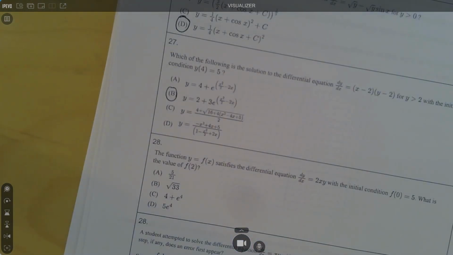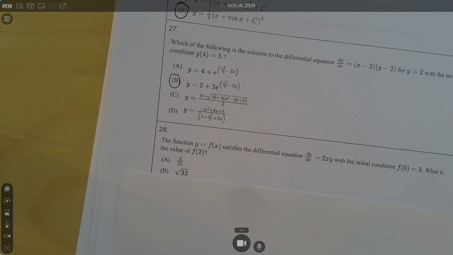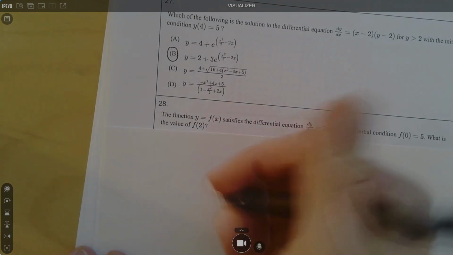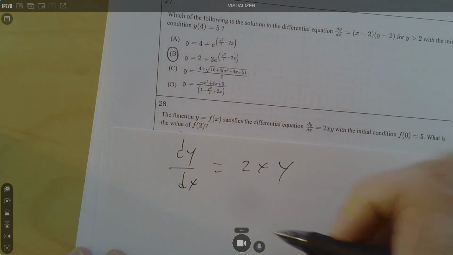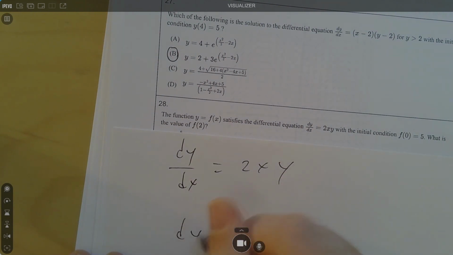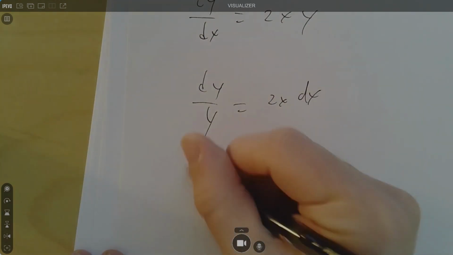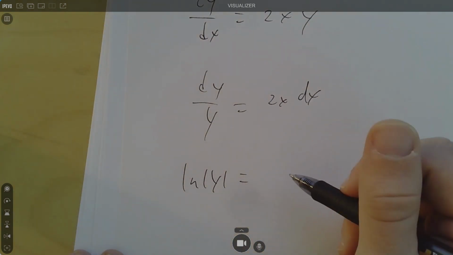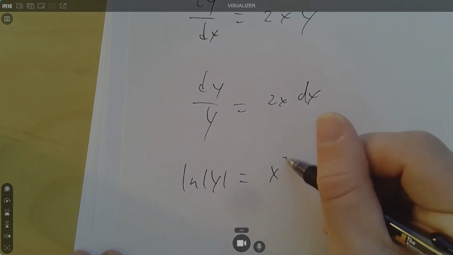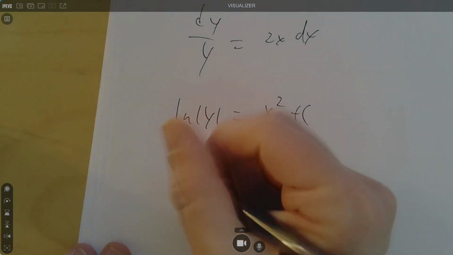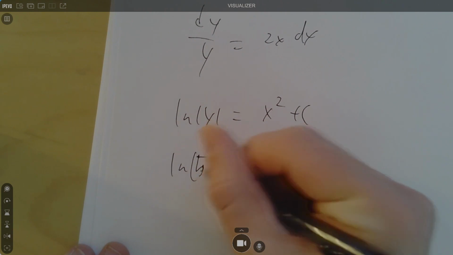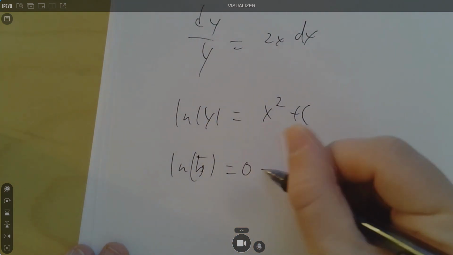Okay, 28. The function y equals f(x) satisfies the differential equation dy dx equals 2xy with the initial condition f of 0 is 5. What's the value of f of 2? Okay, so here we go. Dy dx equals 2xy. So we're going to get dy over y equals 2x dx. Ln y equals x squared plus c. And we were told that f of 0 is 5. So ln 5 equals 0 plus c. So c is ln 5.